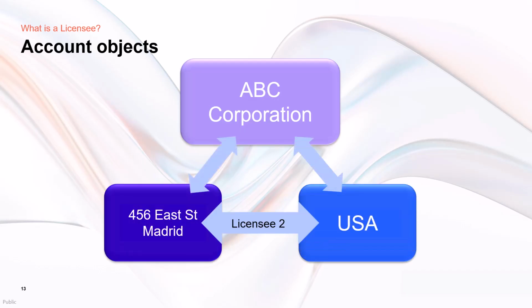ABC Corporation also wants to have a licensee set up so their invoicing location in Madrid can be billed in US dollars. Keep in mind that some publishers have restrictions on what country an agreement can be deployed to based on where it's purchased or billed. It is always advisable to discuss with your account team prior to starting your new agreement. Now that we understand what a licensee is, let's walk through the steps to set one up.